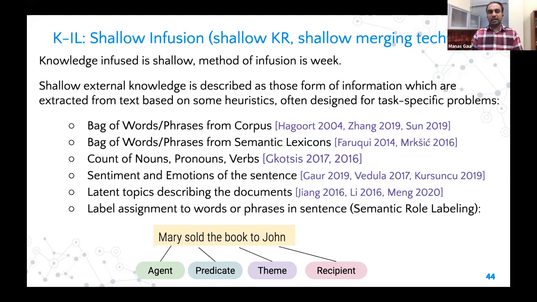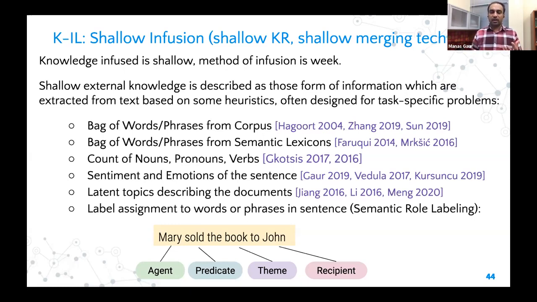Similarly, there are nouns, pronouns, and verbs that describe human behavior. There are sentiments and emotions, where rather than going from -1 to 1, you extend it from -4 to 4 with richer categories and subcategories of sentiments and emotions. Another concept very common in natural language processing is semantic role labeling. Rather than having "Mary sold the book to John," I would replace the sentence with agent, predicate, theme, and recipient concepts. The ordering of these will help me find the patterns.